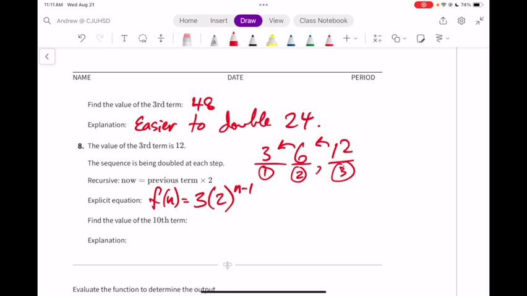Now, what would be easier to do? To find the value of the 10th term by starting with 3 and multiplying by 2 9 times? Or would it be easier to just do f of 10 is 3 times 2 to the 10 minus 1? Well, I'm picking that one. And that's going to be 3 times 2 to the 9th.